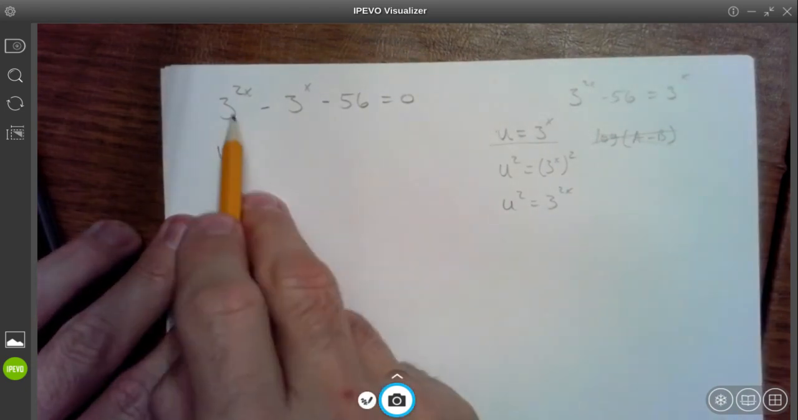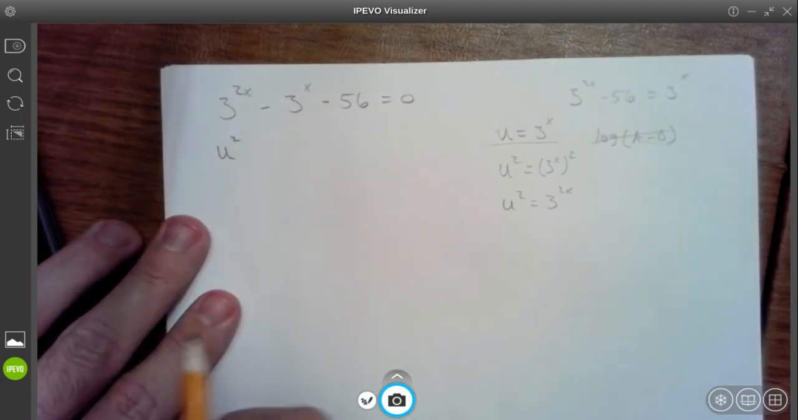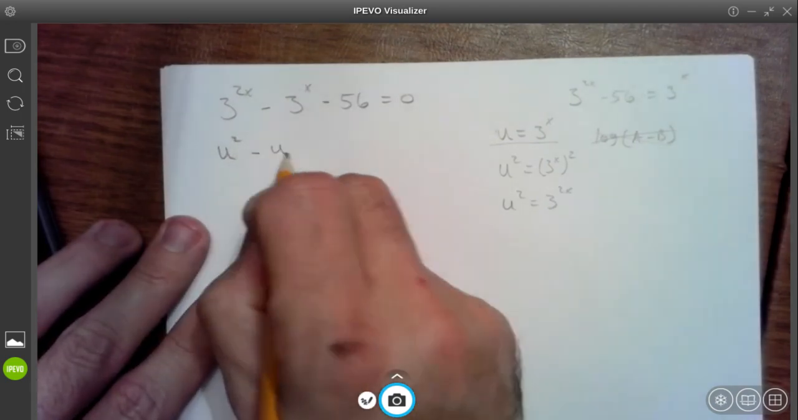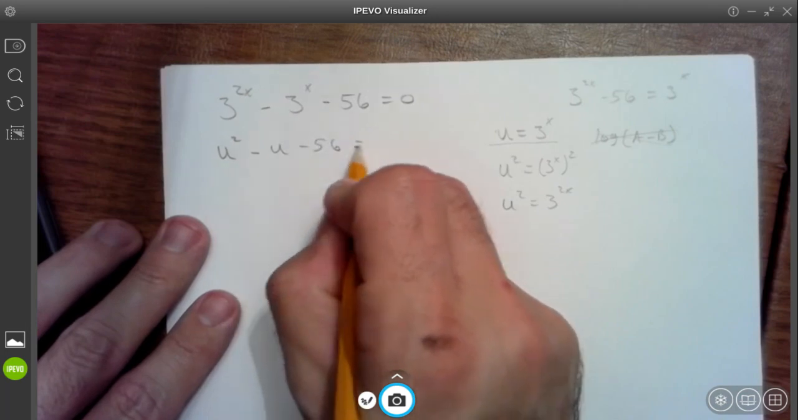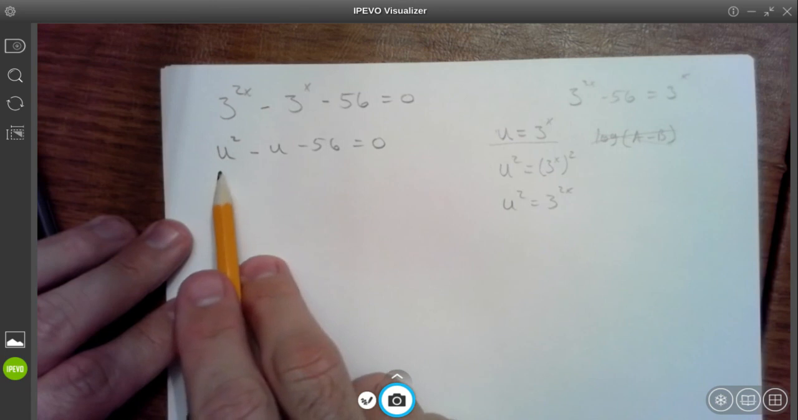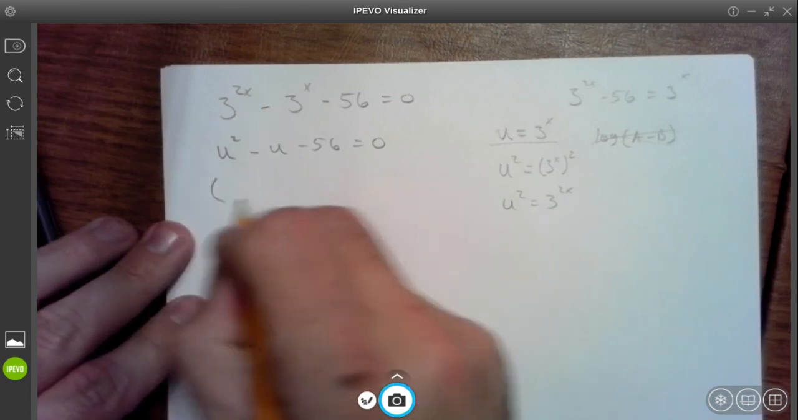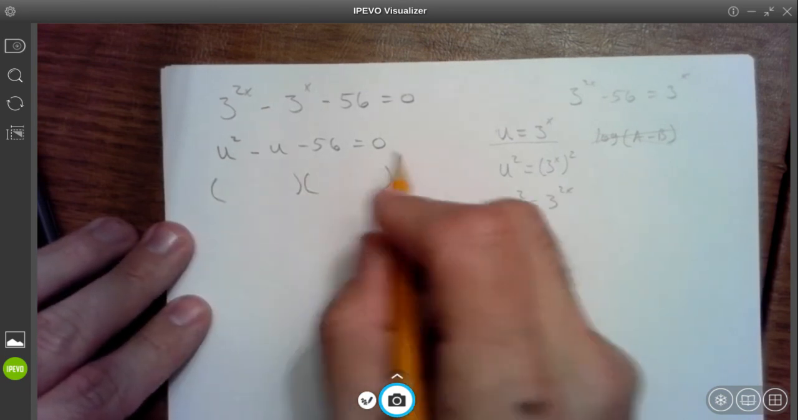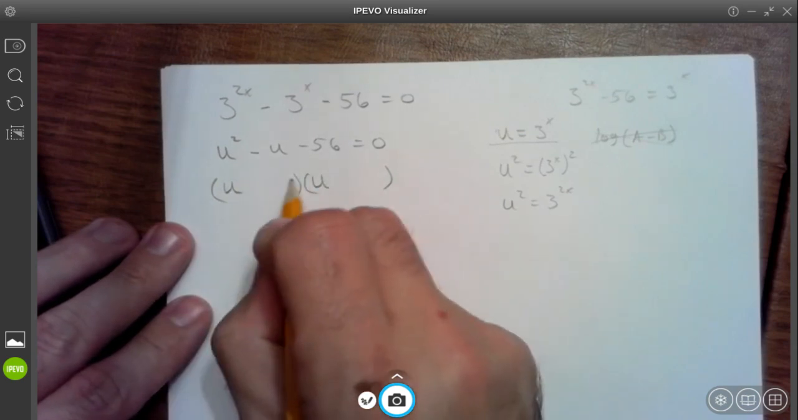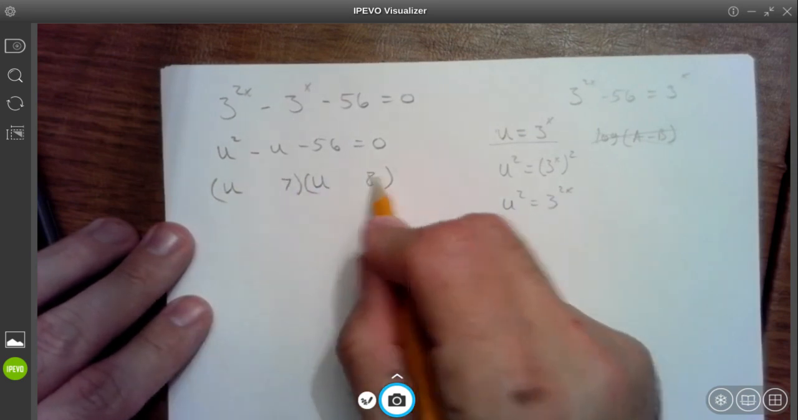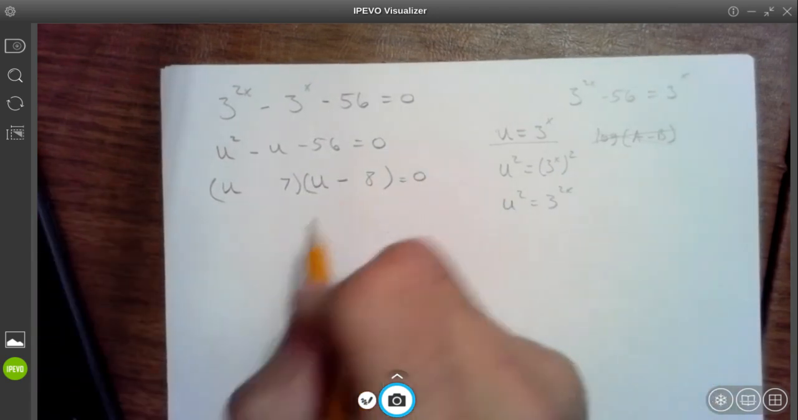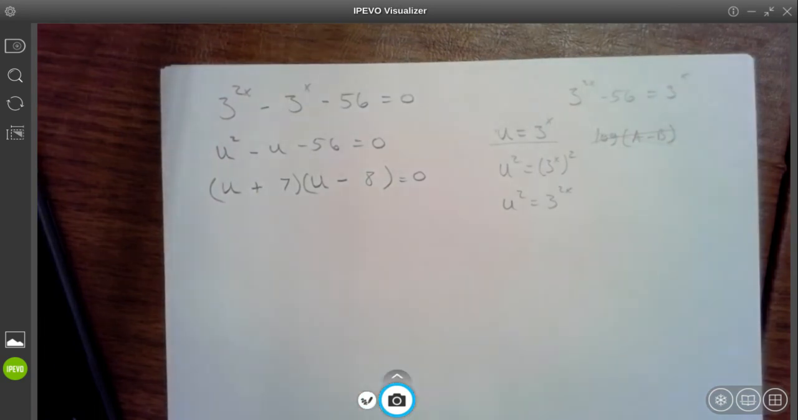So this one is going to be u squared, that's 3 to the x squared, minus u minus 56. And this is our old quadratic buddy. We could solve this by factoring. It's going to be two numbers that multiply to 56 and subtract to 1. It's going to be 7 and 8. Let's see here. The 8 is going to have to be negative. 7 is going to have to be positive.